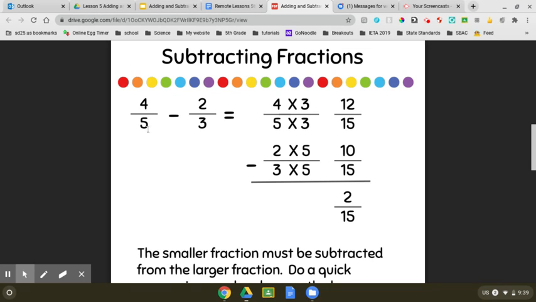Now, just like before, fifths and thirds are not the same size, so I have to find equal fractions. So I put the 4/5 on top and the 2/3 on bottom. I'm going to use the same multipliers because the common denominator is still 15. So I end up with 12/15. And down here I used a multiplier of 5, so I get 10/15. And then I can subtract 12 minus 10, and that gives me 2/15.